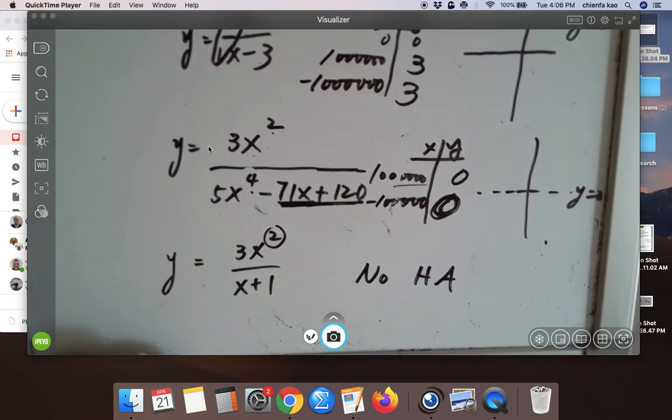Okay, we'll go back to class and then we'll put it all together. I know that this is a lot of information, but this is the chapter. Then we'll put vertical and horizontal asymptotes together and then start graphing some stuff.